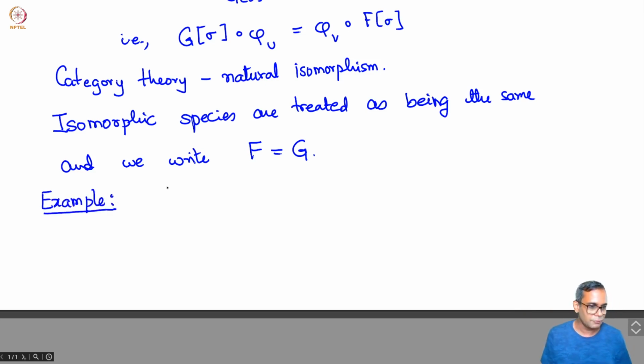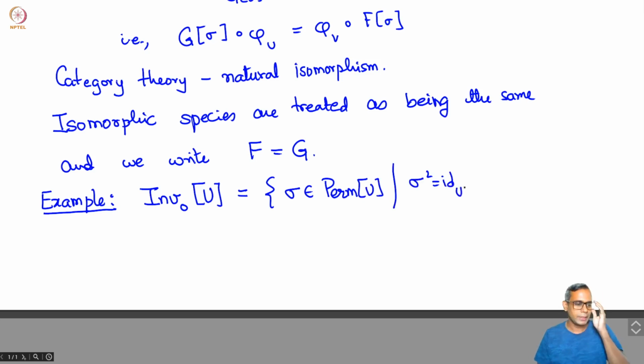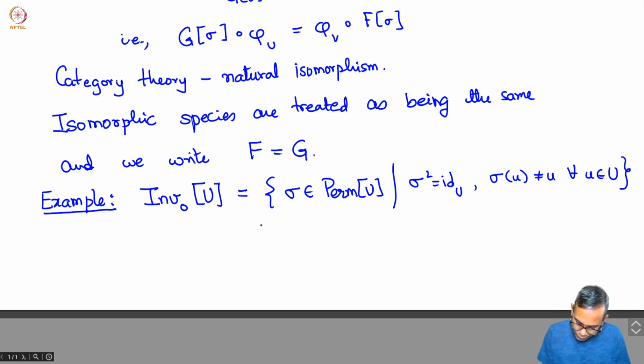So let's define a species Inv_0 of U. This is going to be all those permutations sigma of U such that sigma squared is the identity of U. So all permutations whose square is the identity, they are sometimes called involutions, but which have no fixed points: sigma of u is not equal to u for any u in U. So these are called fixed point free involutions.